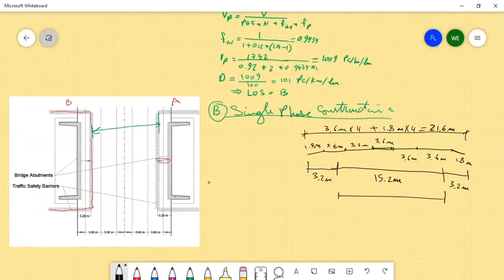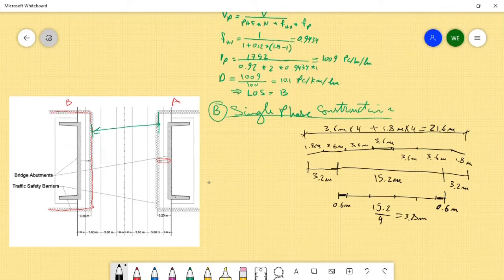If we divide this by 4, 15.2 divided by 4, what width do we get? Divided by 4, we get 3.8. So if we take here a shoulder and another shoulder, and this shoulder would be, say, 0.6 meters, 60 centimeters, and here 0.6 meters. Then we are going to divide the rest into 4 lanes and see.